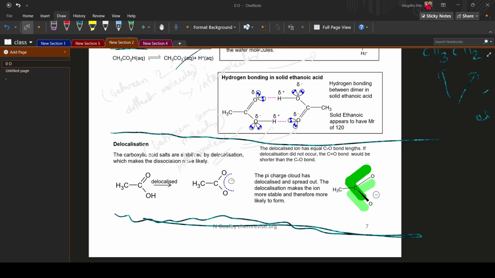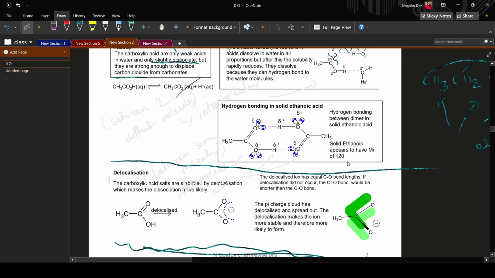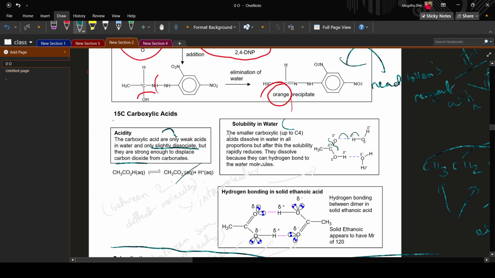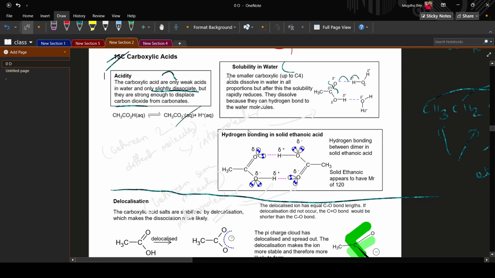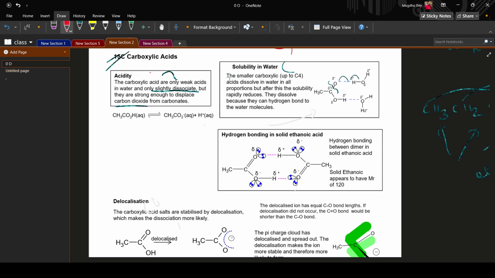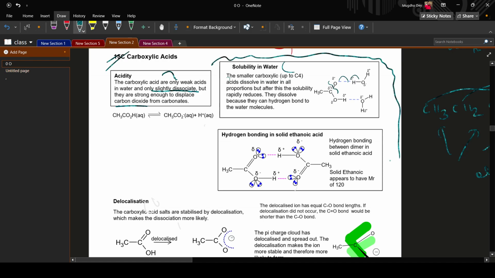Okay, fine, no problem. So we started basically talking about carboxylic acids and how they're soluble in water, and what's the difference between intramolecular hydrogen bonding and intermolecular hydrogen bonding. So if I just provide a small recap from here.